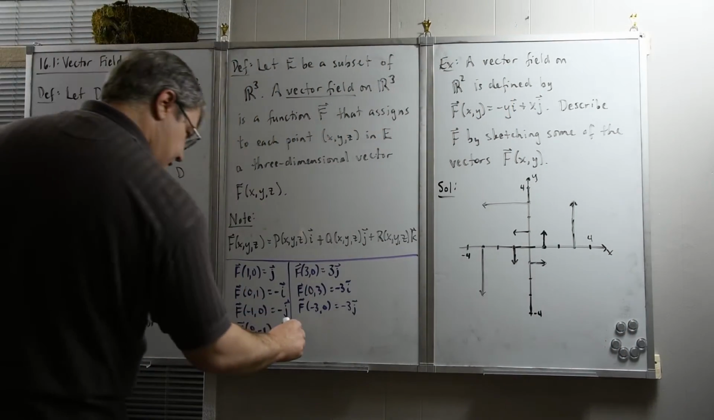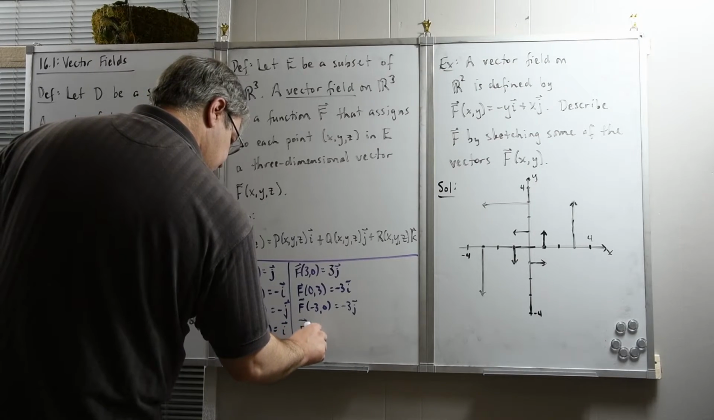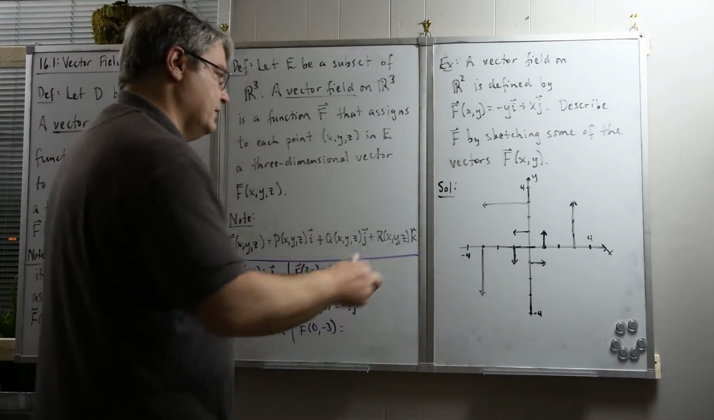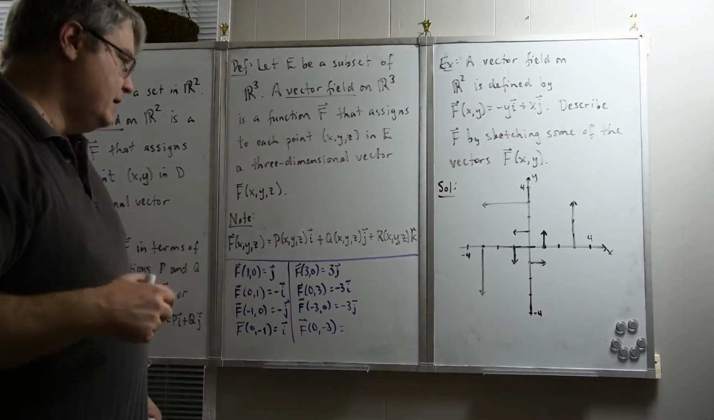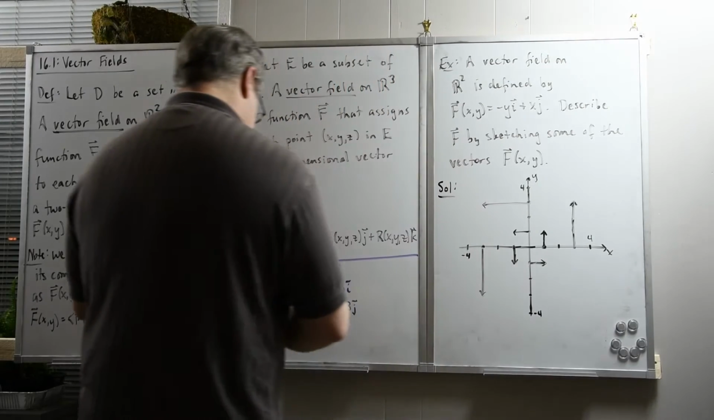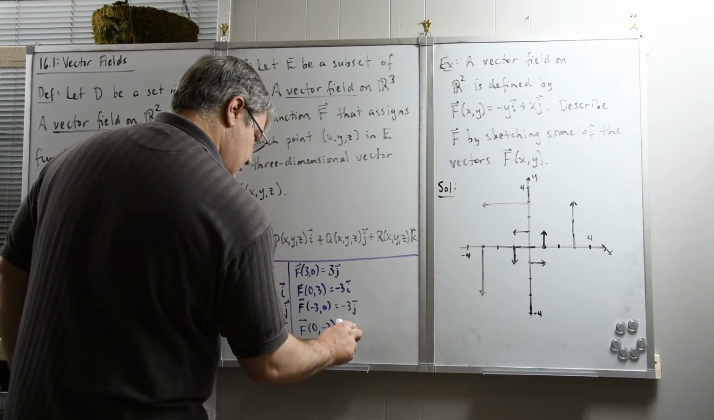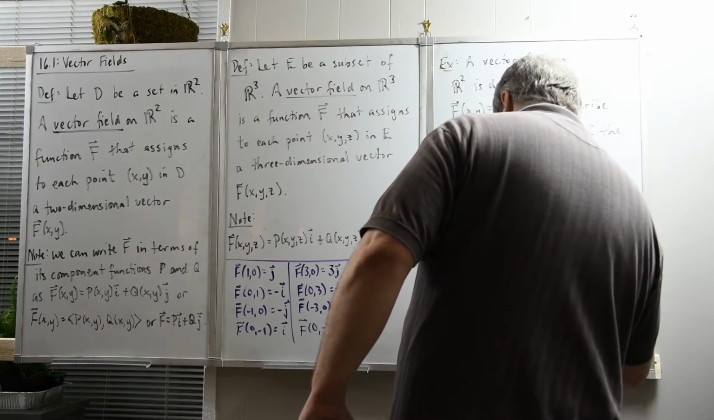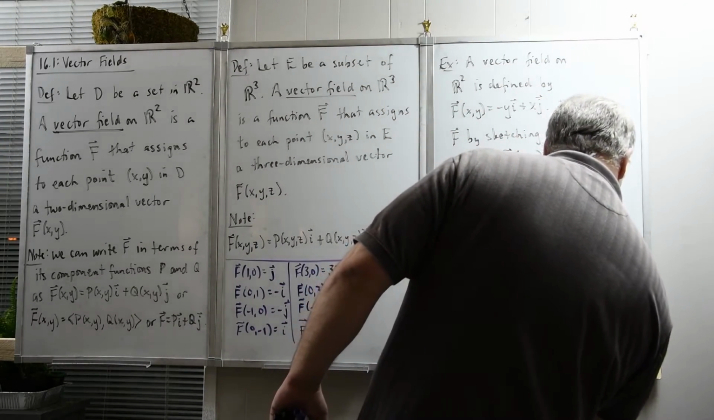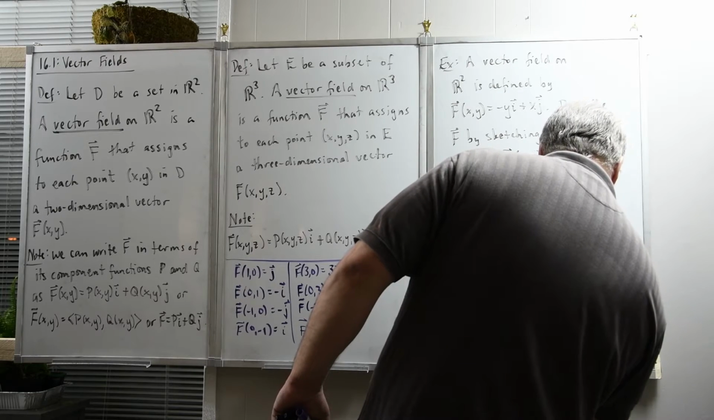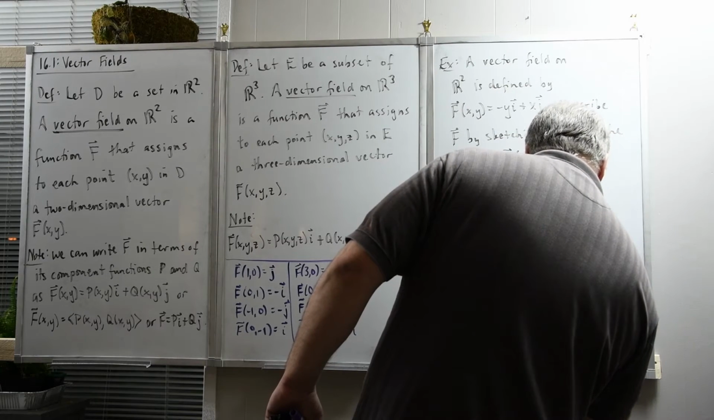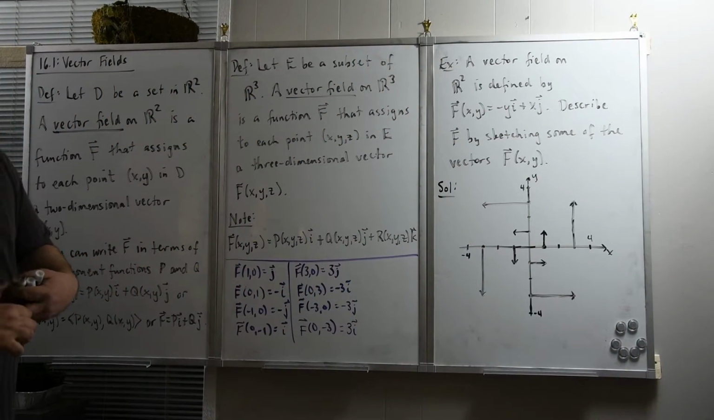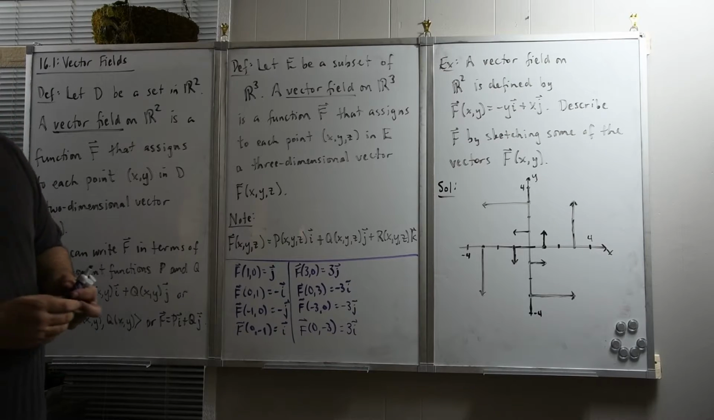And then we'll have f of 0, -3. For that, x is 0, y is -3. Minus -3i is 3i, plus 0j. So you've got 3i. So 0, -3 is your initial point. Draw the vector 3i. Okay, so that's what we have so far. I do have just a few more vectors I want to put up there.